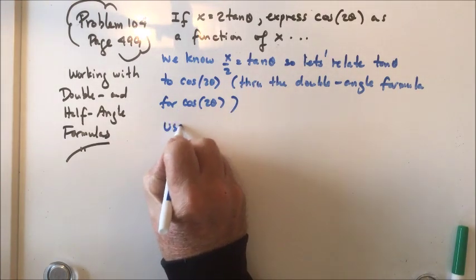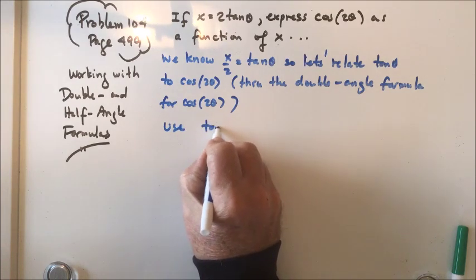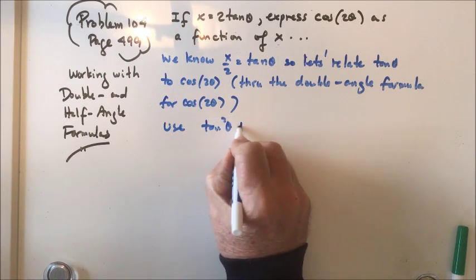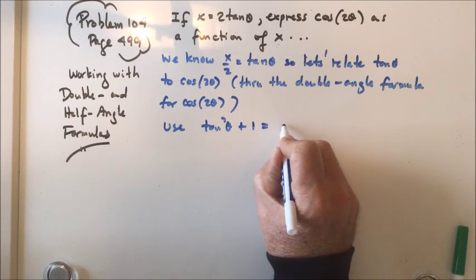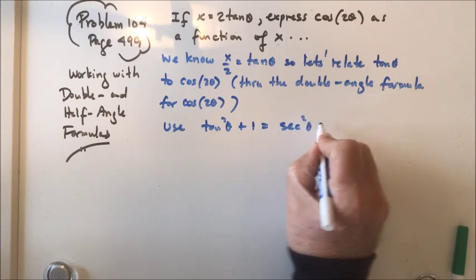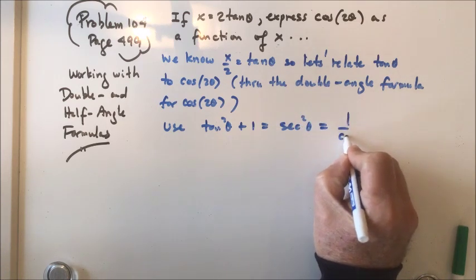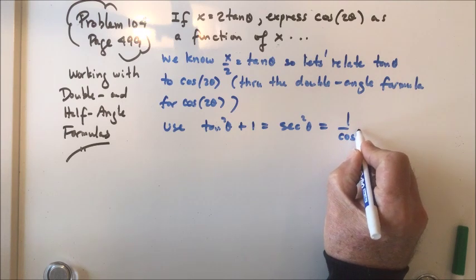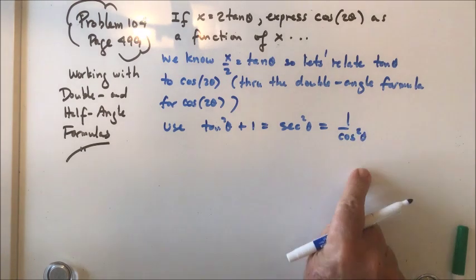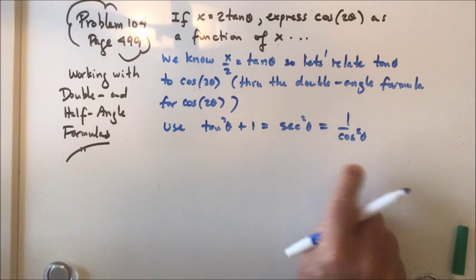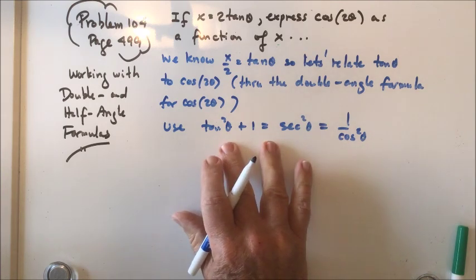Let's use tangent squared theta plus 1 is equal to secant squared theta, which, by the way, is 1 over the cosine squared of theta. Okay? So what did we just do? First of all, we just used a very basic Pythagorean identity.